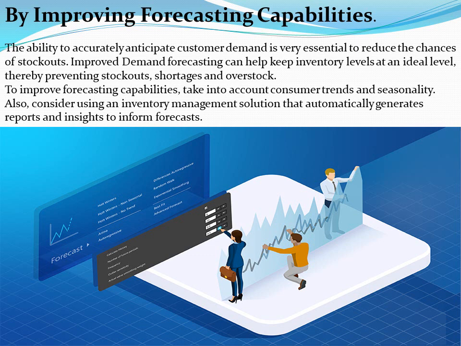By improving forecasting capabilities. The ability to accurately anticipate customer demand is very important to reduce the chances of stockouts. Improved demand forecasting can help keep inventory levels at an ideal level, thereby preventing stockouts, shortages and overstock. To improve forecasting capabilities, take into account consumer trends and seasonality, and use an inventory management solution that automatically generates reports and forecast insights.